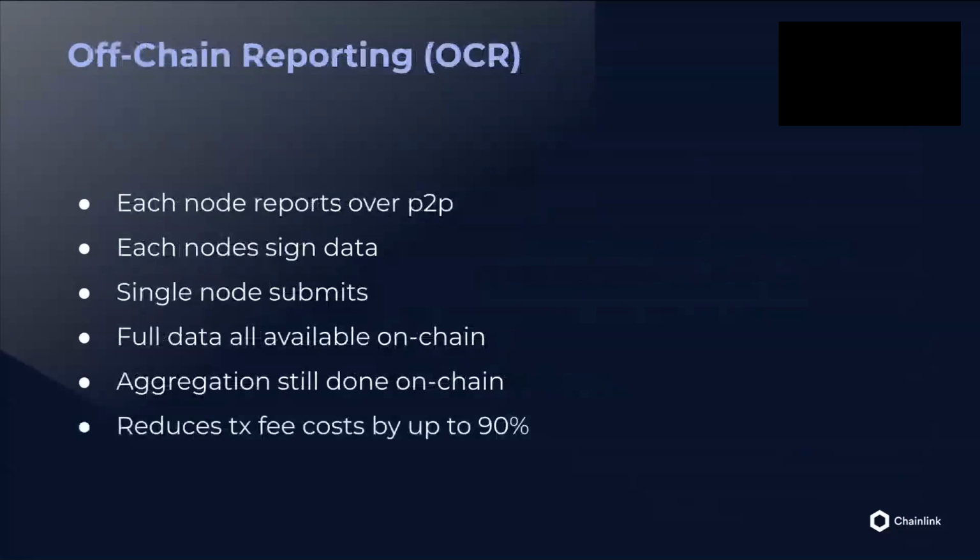OCR is off-chain reporting. Basically, the way it works is each of our nodes talk to each other, and they all communicate what price data they have, and they come up with a report, and then everyone signs their data and everyone checks to make sure that no one's trying to act maliciously, and then one of the nodes is chosen to deliver that report on chain. By doing it this way, we reduce transaction fees quite significantly.